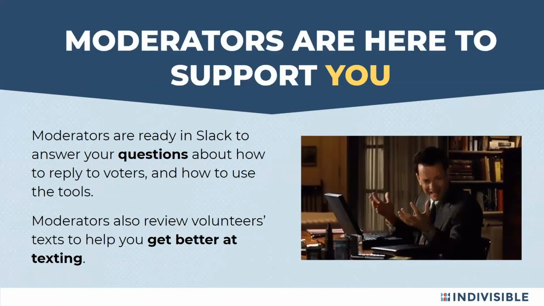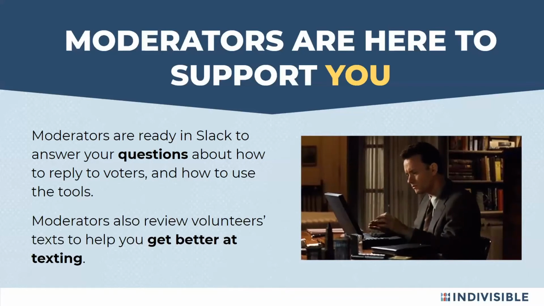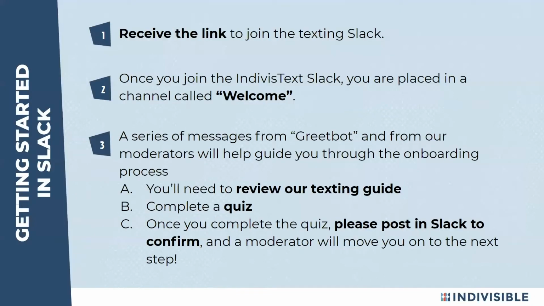Now we're going to go through the step-by-step process on how to get started texting. First, you'll receive a link to join our Indivisible Text Slack. Once you join our Slack, you're placed into a channel called Welcome. In the Welcome channel, a series of messages from an app called GreetBot and from our moderators will help guide you through the onboarding process. You'll need to review our texting guide and complete a quiz to confirm you've reviewed all of the materials. Once you complete the quiz, please post in Slack to let us know, and a moderator will move you on to the next step. Here are some screenshots of what that process looks like in Slack.